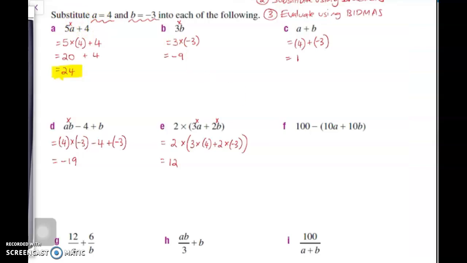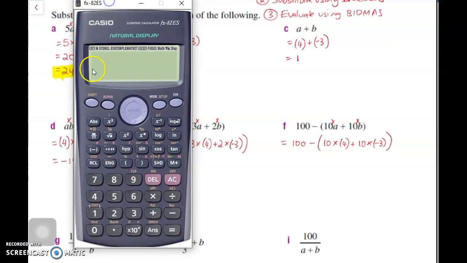I do the same for question F: put in all the hidden operations, and then substitute. 100 minus 10 times A, which is 4, plus 10 times B, which is -3. And then I substitute that into my calculator. So that's 100 minus 10 times 4 plus 10 times negative 3. That gives us 90.